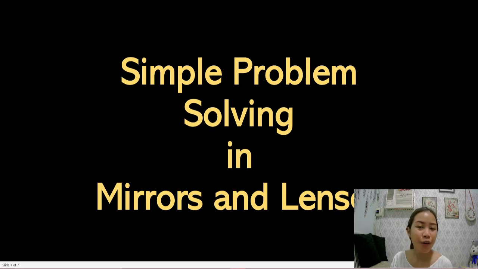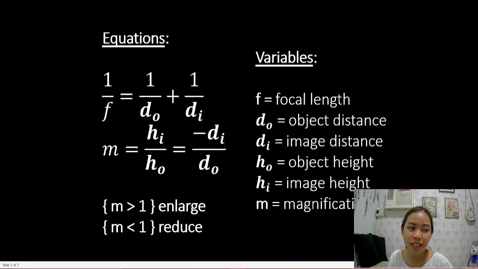So in this video, we are going to solve simple problems in mirrors and in lenses. Before we start, of course, let us have the following equations to be used. The first equation: 1 over F is equal to 1 over D sub O plus 1 over D sub I. The next equation: M equals H sub I over H sub O, equal to negative D sub I over D sub O.